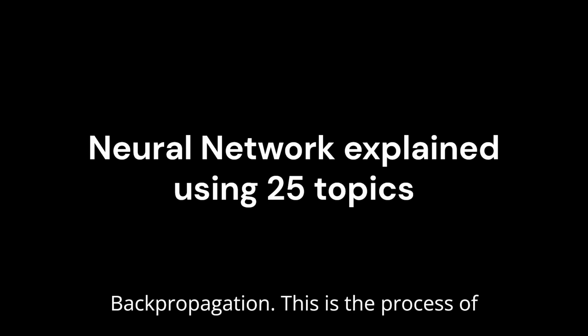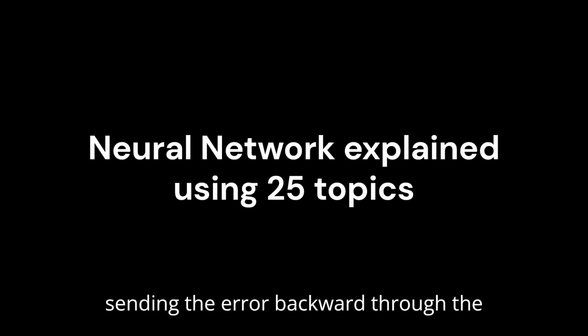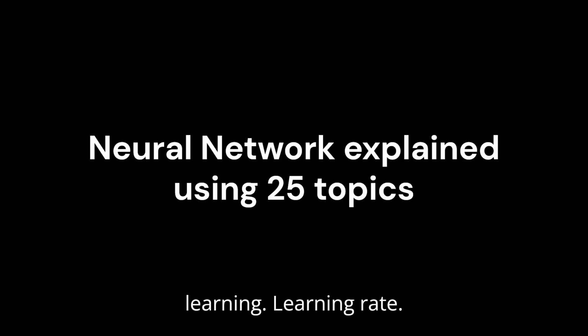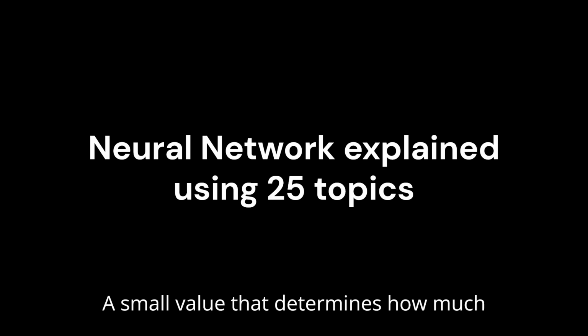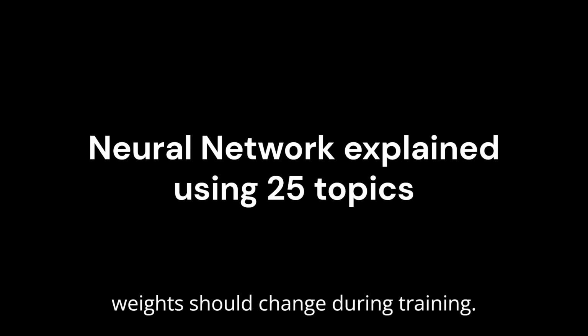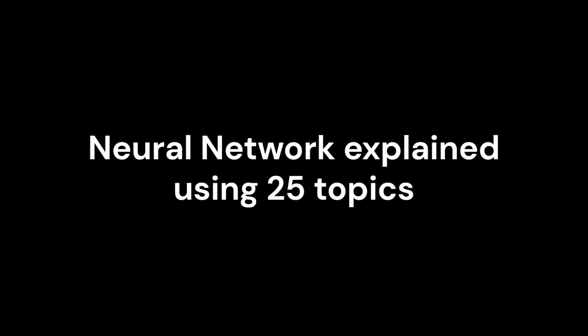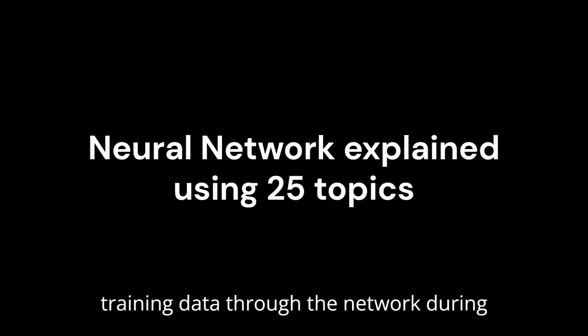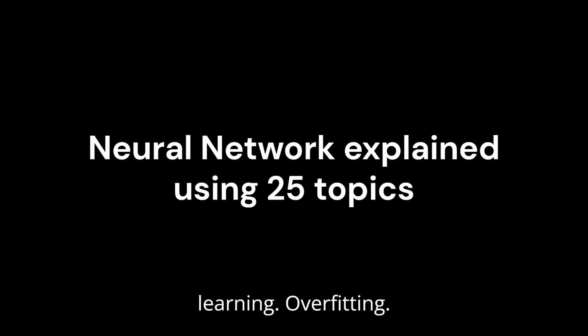13. Backpropagation. This is the process of sending the error backward through the network to adjust weights and improve learning. 14. Learning rate. A small value that determines how much weight should change during training. 15. Epochs. One full pass of the entire training data through the network during learning.